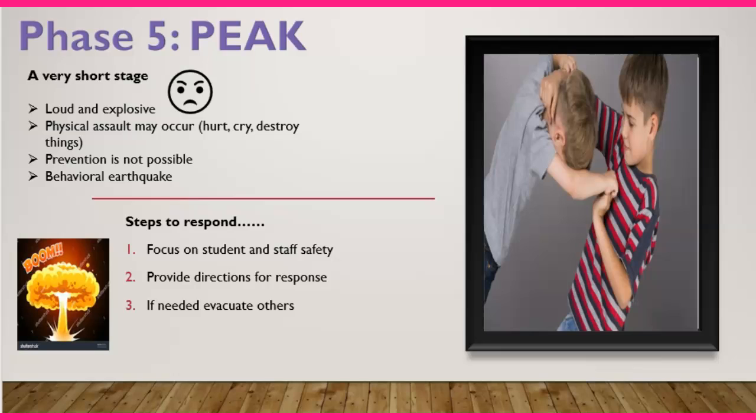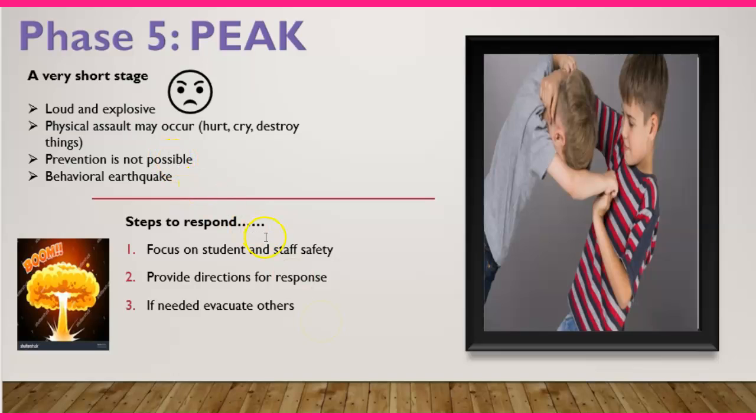Our next stage reaches peak. This is a very short stage, and the reason it is so short is that there is so much disturbing behavior, such as loud and explosive behavior. It could be physical assault, which includes hurting, crying, or destroying things in the class or even other people. Prevention in this stage is not possible, they say, because there's a behavior earthquake. However, after the child does all of these things, they basically calm down.